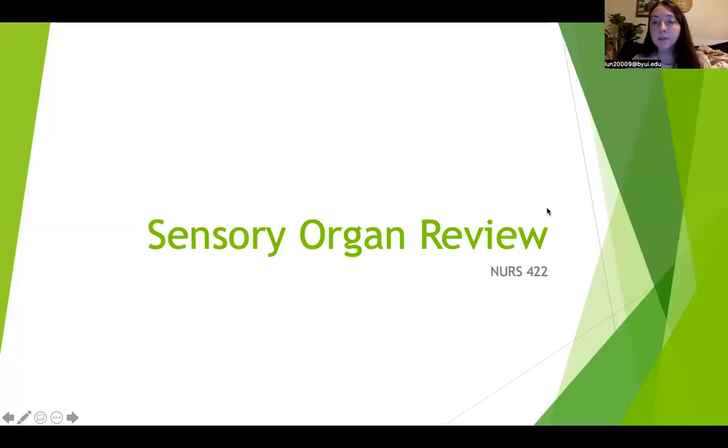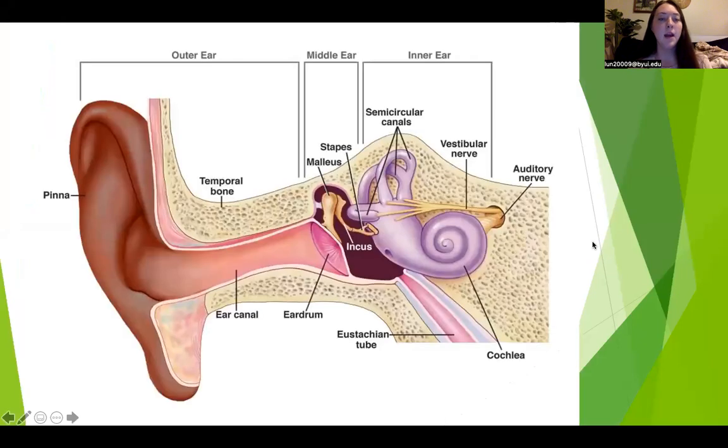All right, so we're just going to jump into a review of sensory organs because I feel like they always pop up, like a couple questions on each HESI. So, okay, this is just a diagram reviewing the ear.